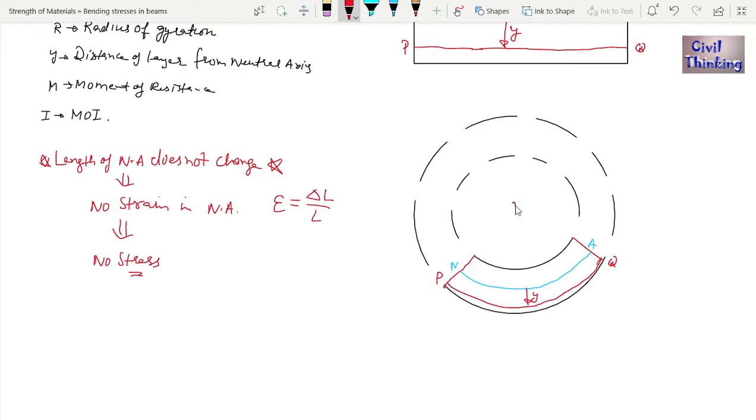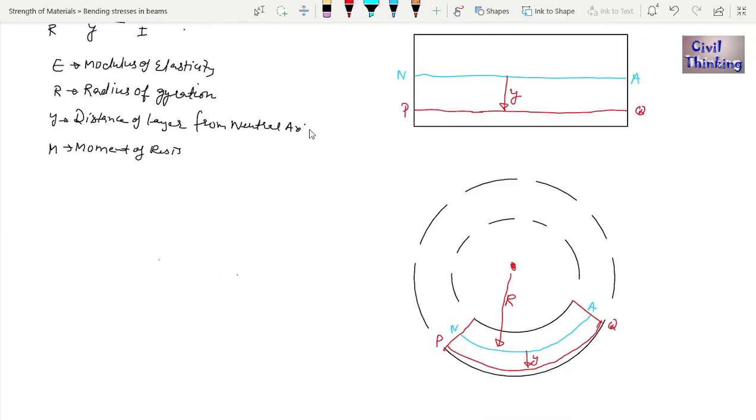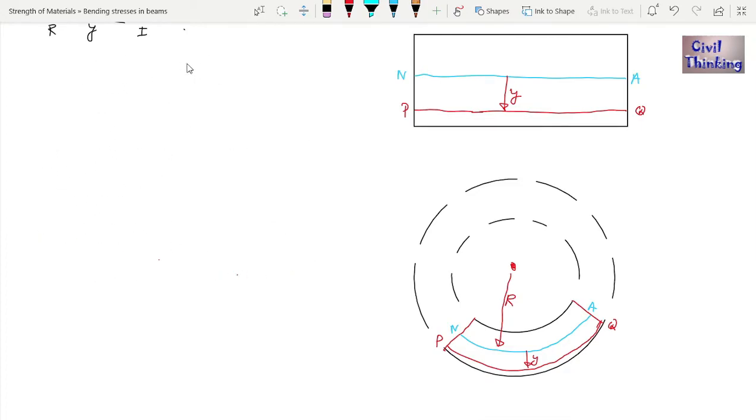Let the center of this circle be here, and from here to here is r. From the center to the neutral axis is radius r. Now if I erase all of this here, let me assume the length of this part of the beam is L.